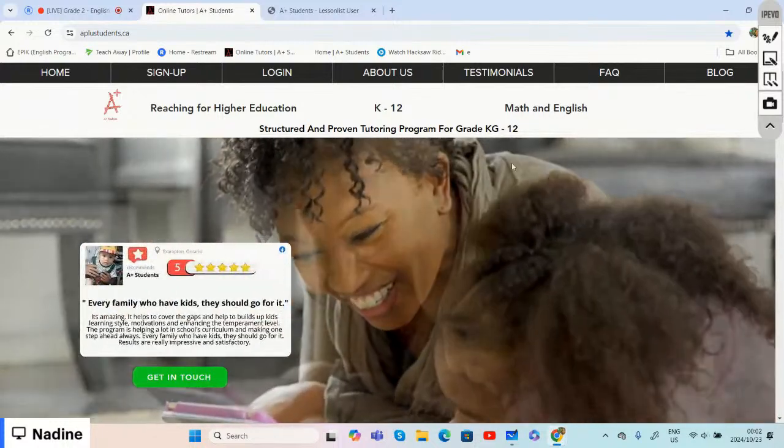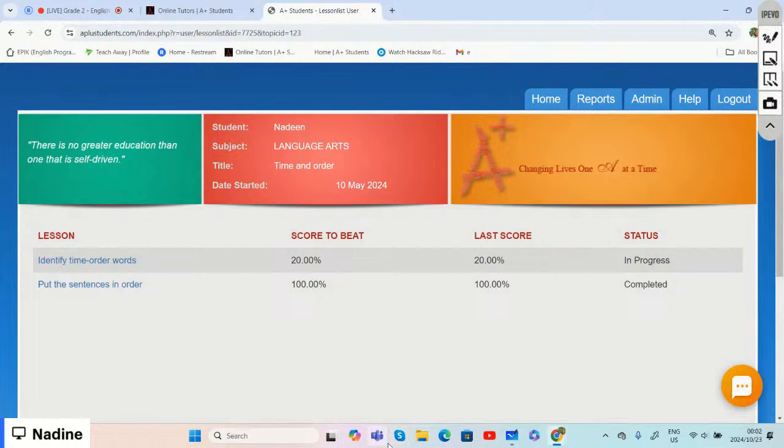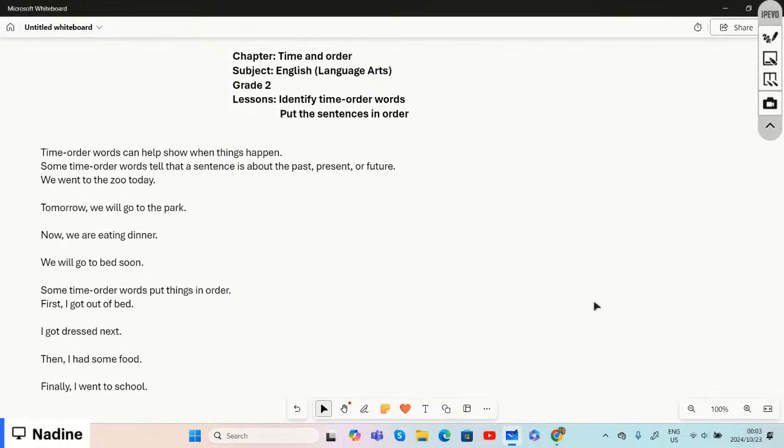All right. So our chapter is time and order. Our subject is English language arts. We're doing grade 2. And the lessons that we are going to be focusing on under the chapter of time and order is to identify time order words.